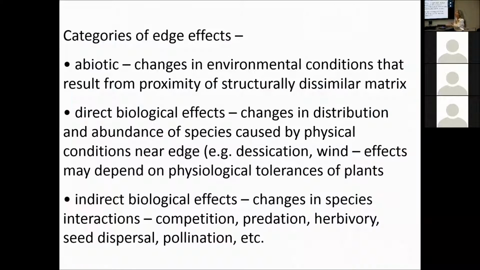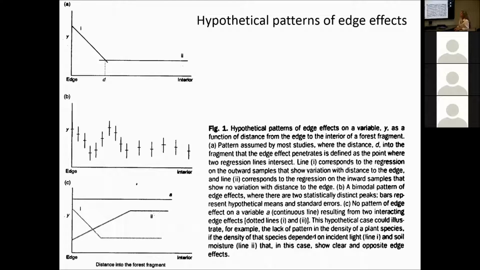So why are these edge effects happening, or what kinds of edge effects do we have? We have abiotic effects, where there are changes in the environmental conditions that result from just being nearby very different kinds of habitats, being right next to pastures. There are direct biological effects, where you may get desiccation from wind and so forth. And there are indirect effects, which is when you lose the top predator, how does that impact your predation rate, your competition with other like species, and seed dispersal, which is really important for tropical trees. 80% or more of tropical trees depend on animals to disperse their seeds, or for pollination and so forth.